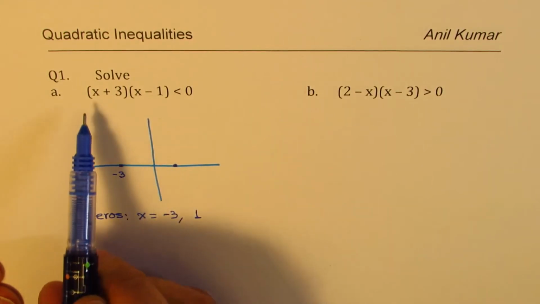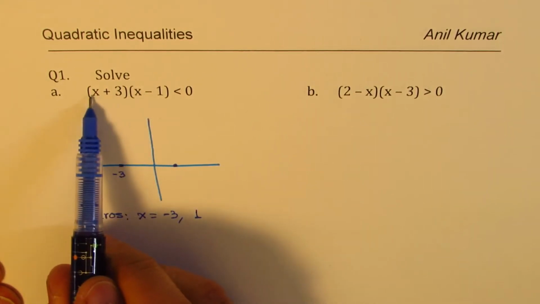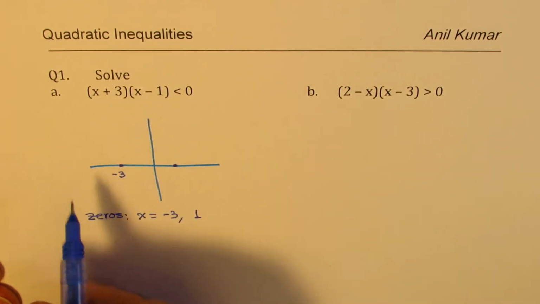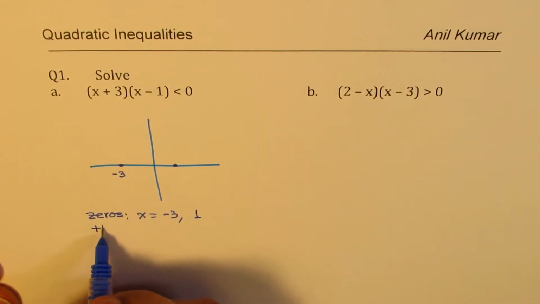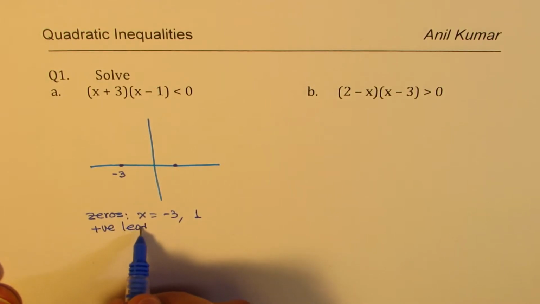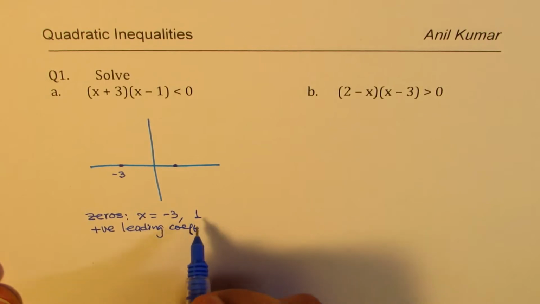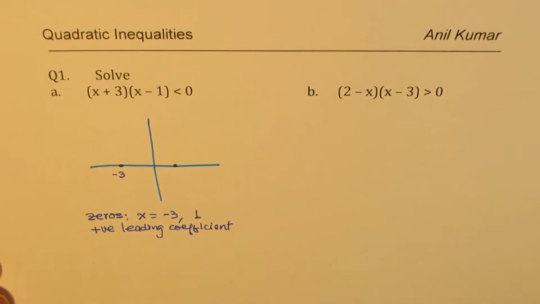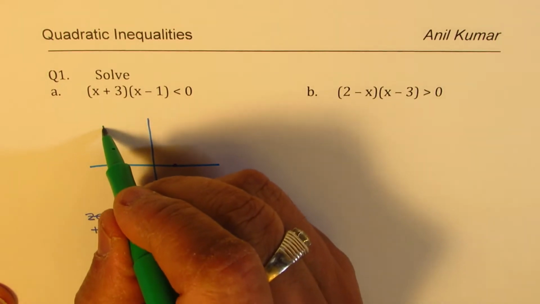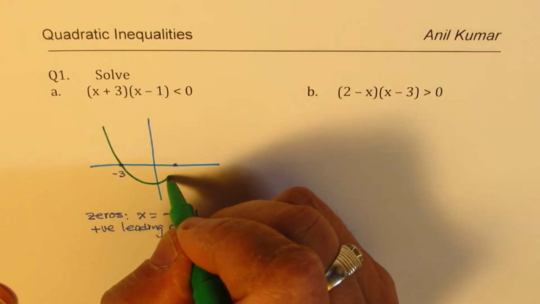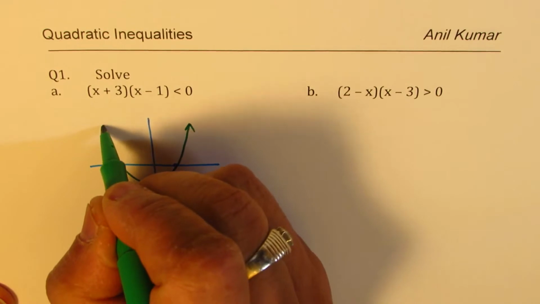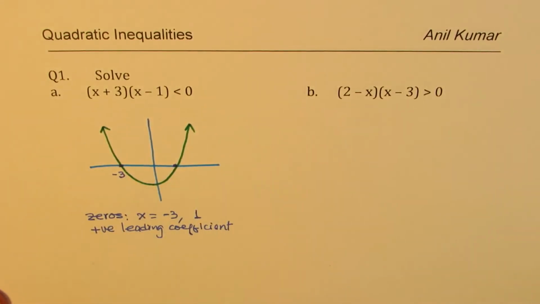Now second thing, we need to look into the coefficient of x². So when you open this, we know the coefficient of x² is positive. So we say positive leading coefficient. That means the graph will be facing upwards, right? So let me sketch the graph now, joining these 2 points. Because of inequality, we need not even bother about other points.